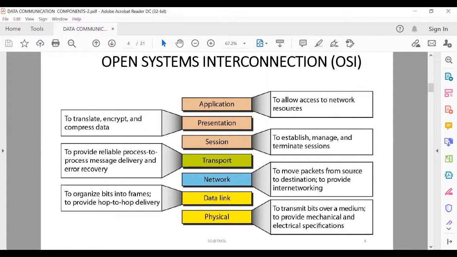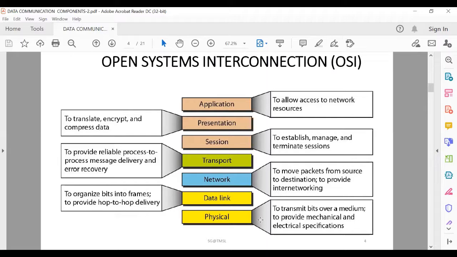The OSI model divides the whole task into 7 smaller and manageable tasks. Each layer is assigned a particular task, and each layer is also self-contained, so the task assigned to each layer can be performed independently. This model is divided into 2 parts, the upper layers and the lower layers.